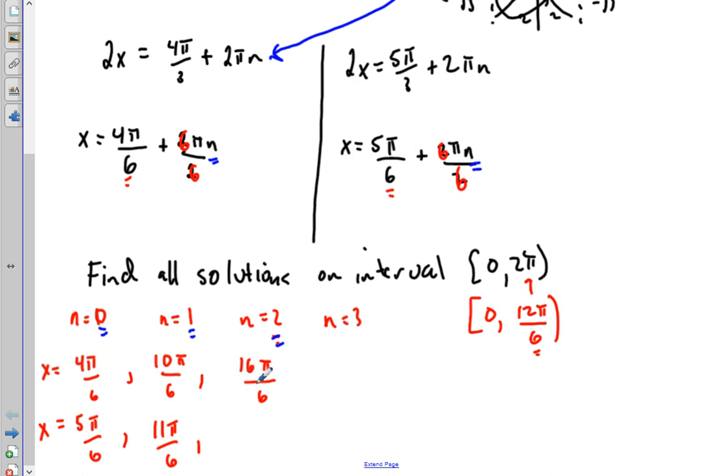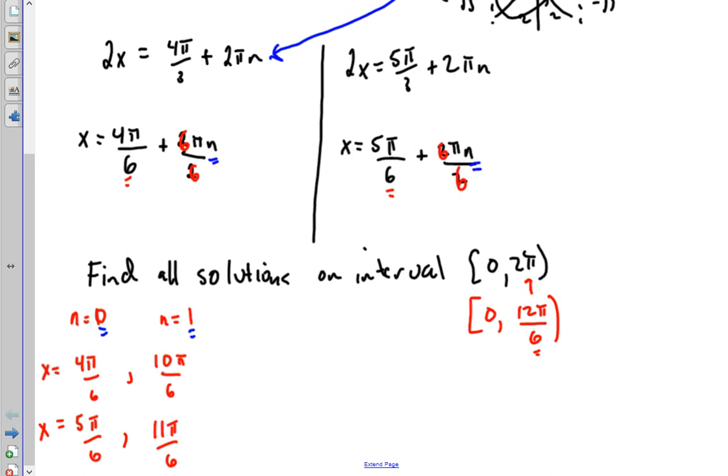Well, right there, that is too big, because it goes past, and we're only asked to go up to 12 pi over 6. This is 11 pi over 6. We probably should have stopped there. And so we are done with all of our answers. There's 4 solutions right there, and those are our 4 solutions. Well, that is how we solve this problem.